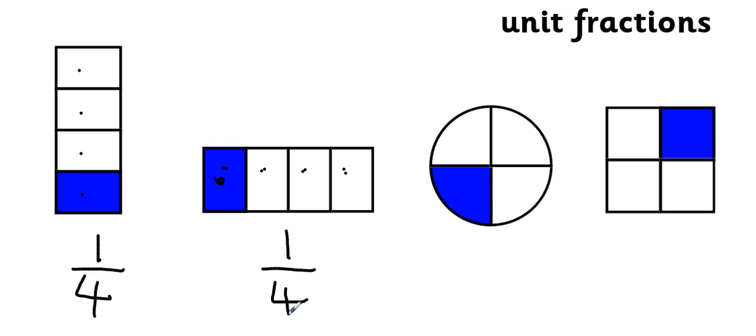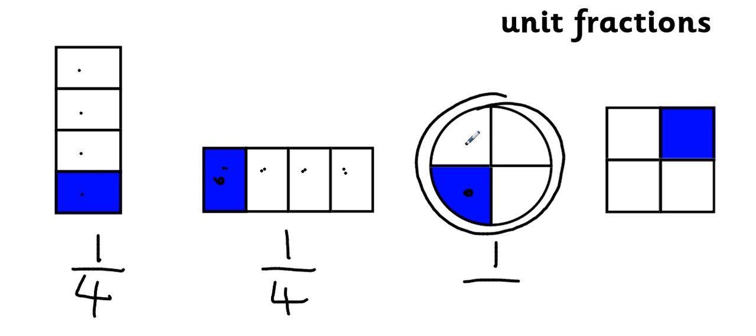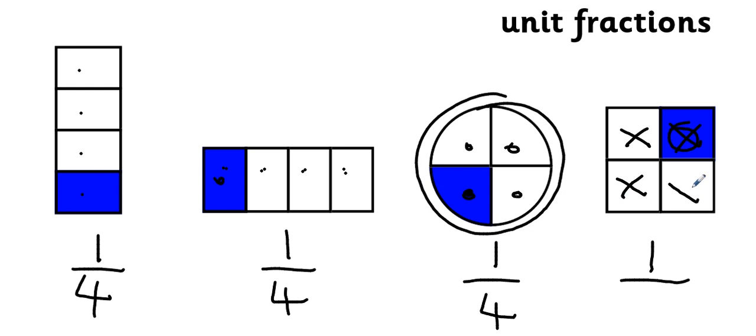Now looking at the circle, we've got 1 part coloured in out of how many parts altogether? 1, 2, 3, 4. Again, 1 out of 4. And then the last one, the square, we've got 1 part coloured in out of how many parts altogether? 1, 2, 3, 4. 1 out of 4.